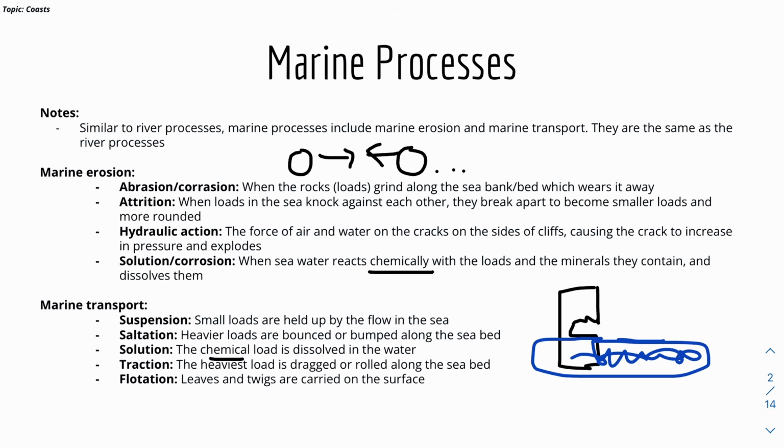And then we have traction, which is a step up of saltation, where the heaviest load is dragged or rolled along the seabed. As well as flotation, where it's very small load, like leaves and twigs, that are carried on the surface of the water, which is basically similar to suspension, but flotation is where the loads are floating on the water instead of being suspended in the water.